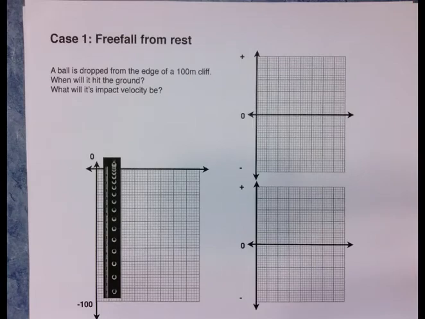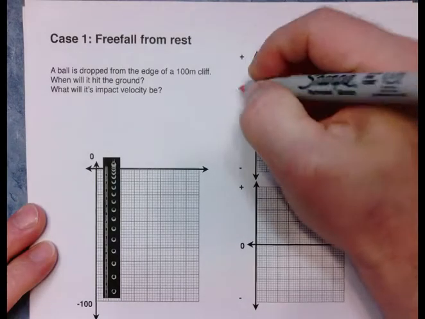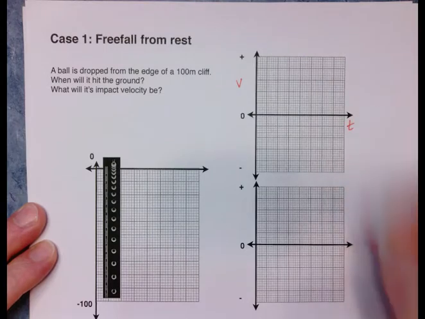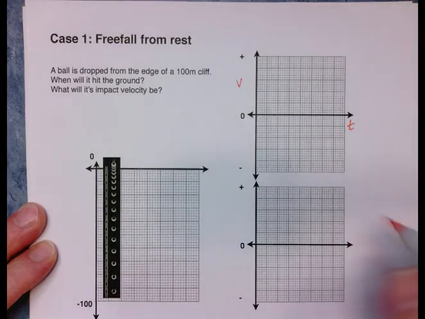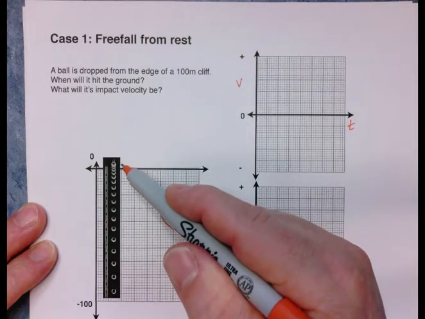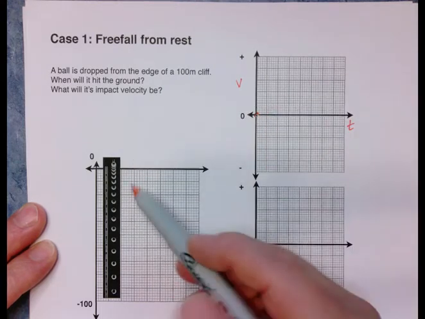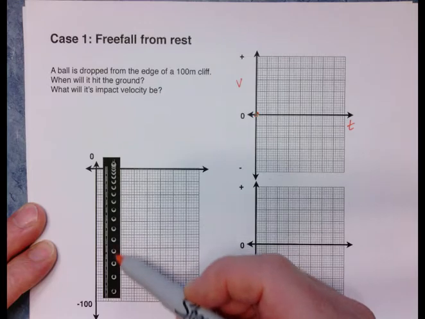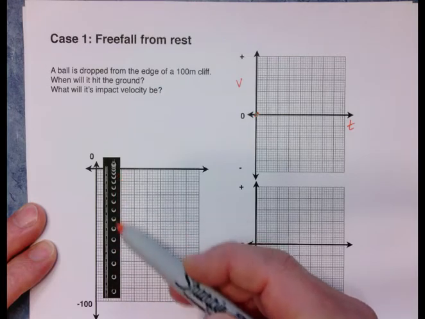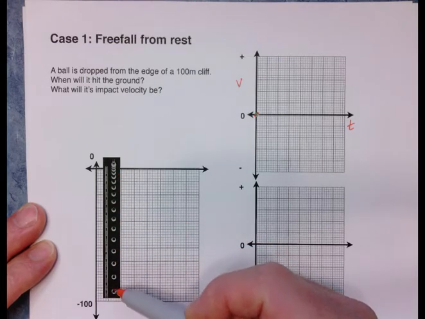Well, let's begin with making a sketch of our velocity time graph. So we have velocity time. At the instant it's dropped, the velocity is 0. But we can see in the direction that it's moving, it's negative. It's moving in a negative direction. So that means the velocity is negative.